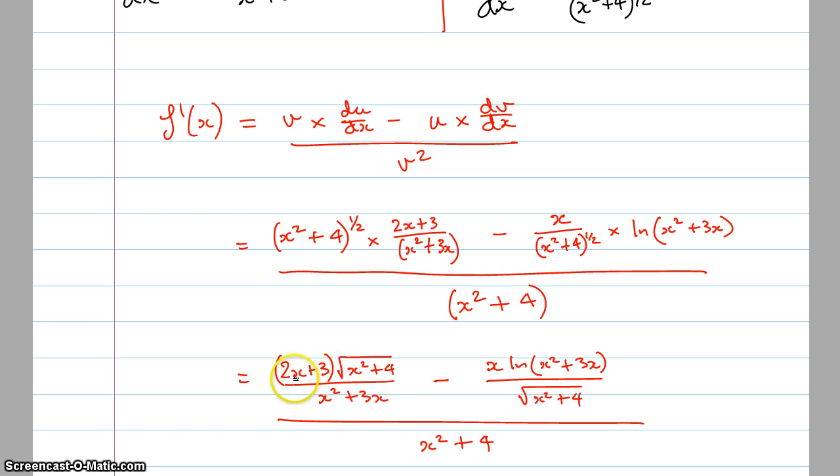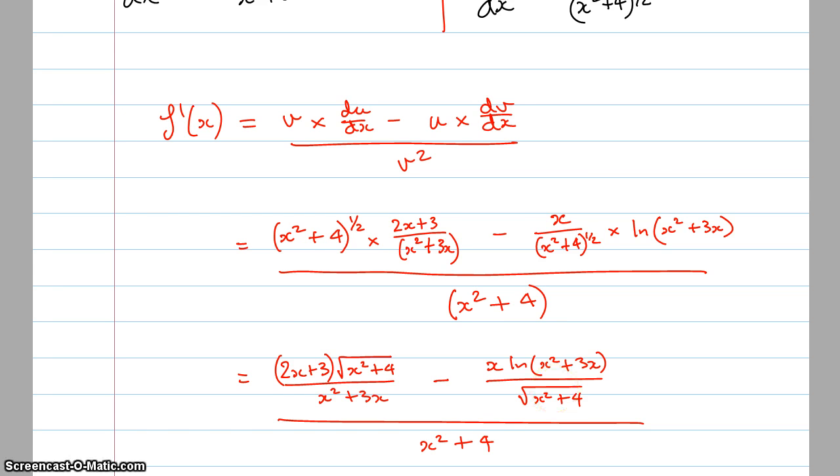So I get 2x plus 3 all multiplied by the square root of x squared plus 4 all over x squared plus 3x, minus x log, natural log of x squared plus 3x all over the square root of x squared plus 4. Okay, and then to get a common denominator, I'm actually going to multiply these two bottoms together, and then I'm going to multiply the top by x squared plus 4, and then this top by x squared plus 3x.